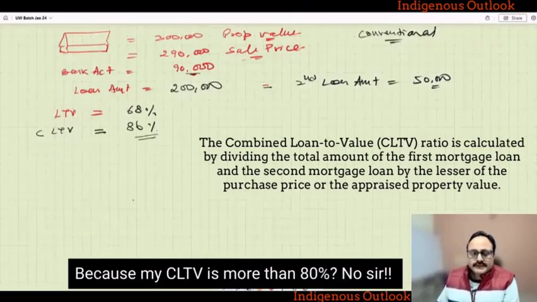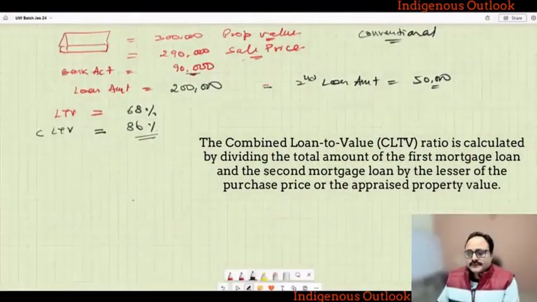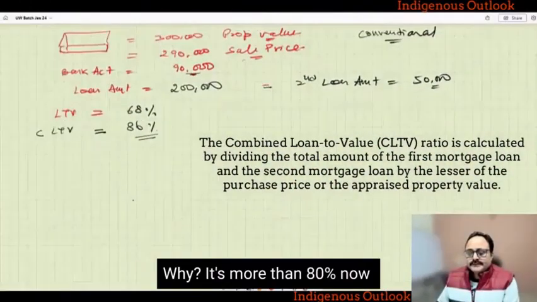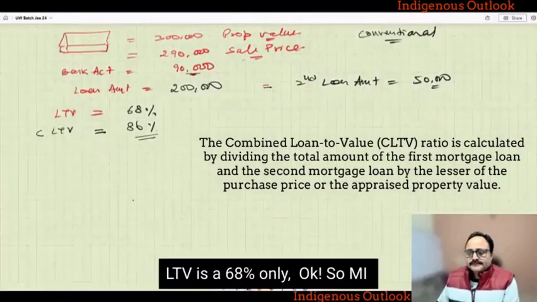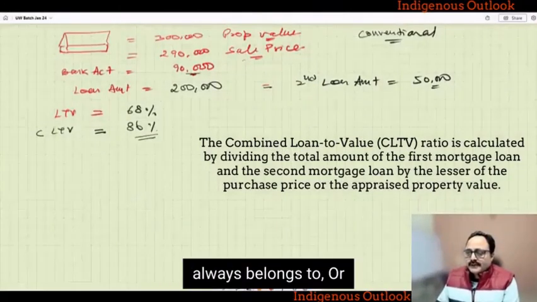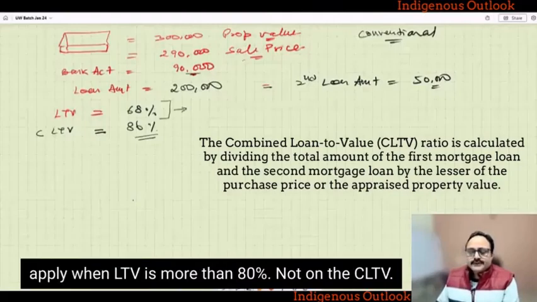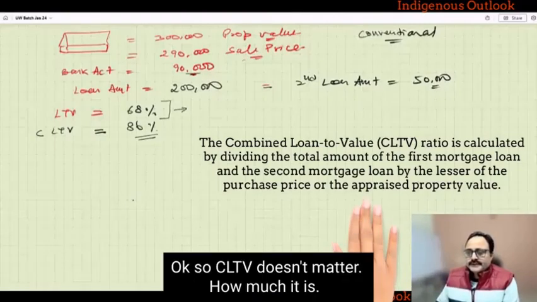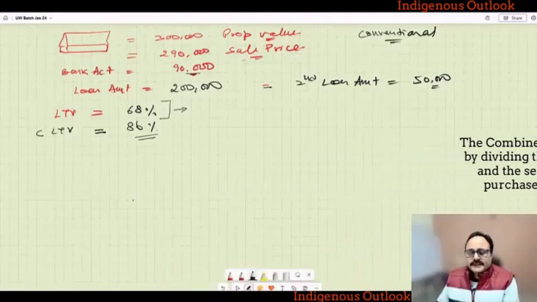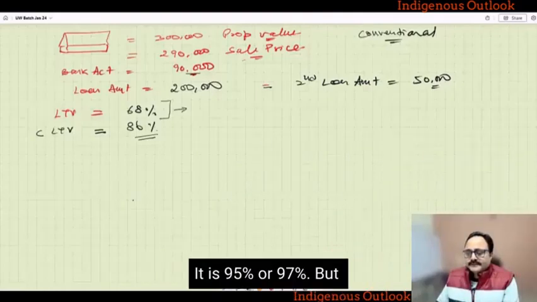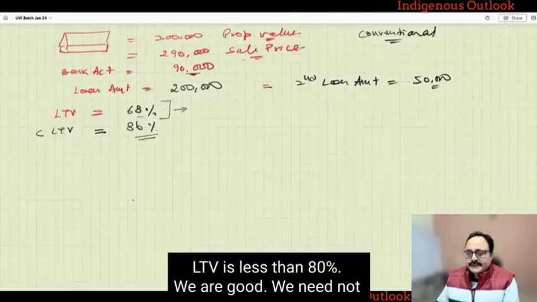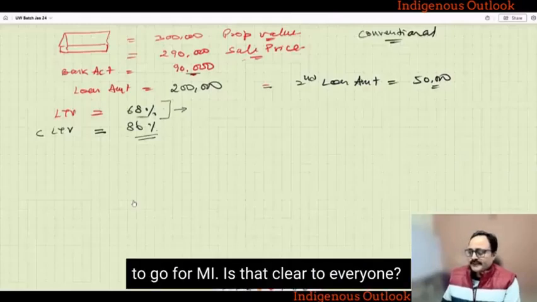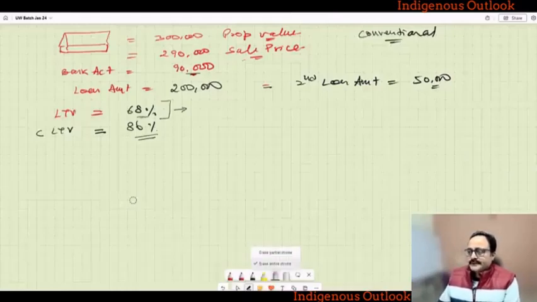Now, do I need to go for MI, because my CLTV is more than 80%? No, sir. Why? It's more than 80% now, but LTV is 68% only. So MI always applies when LTV is more than 80%, not the CLTV, right? Yes, sir. So CLTV doesn't matter, whether it is 95% or 97%. If LTV is less than 80%, we are good. We need not go for MI. Is that clear to everyone? Yes, sir.